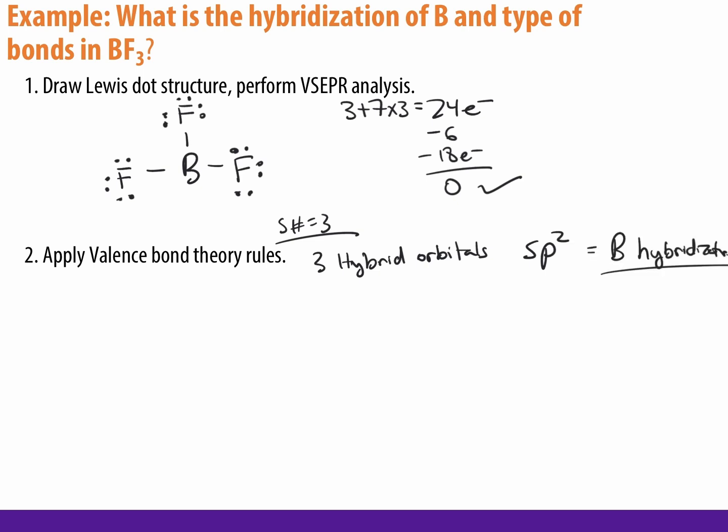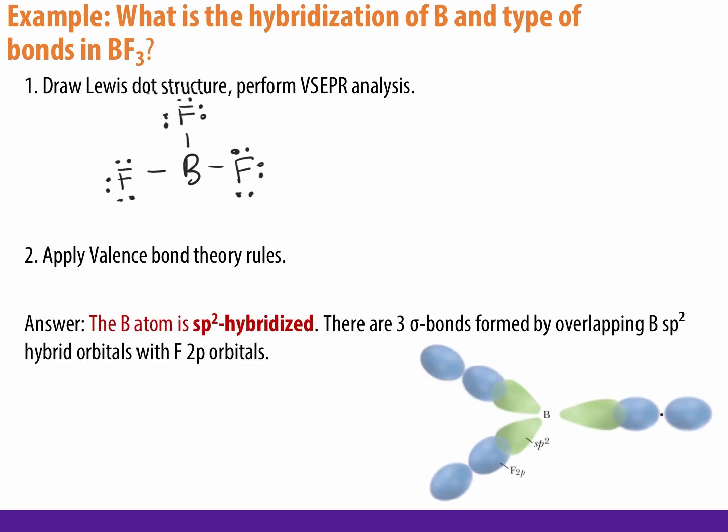Next, the type of bonds. Since this is just that first bond between each atom, we're going to make sigma bonds. So these are 3 sigma bonds in BF3. This just shows a little bit nicer on a picture what that looks like. The 3 sigma bonds are formed by overlapping the boron sp2 orbital with the fluorine 2p valence orbitals. And again, we could think about drawing the electron pairs like that, up and down in those overlap regions.